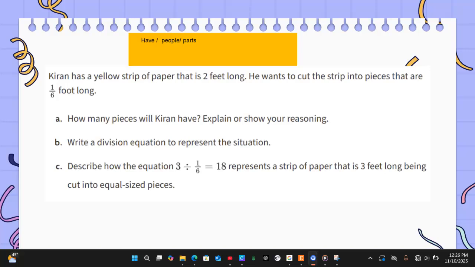Okay, so let's start with our statement here. It says Quran has a yellow strip of paper that is 2 feet long. Again, it's 2 feet. That's what you have. Maybe in the other problems, instead of it being 2 strips, it was 2 feet. Same thing. He wants to cut the strips into pieces that are 1/6 foot long. So what I have is 2 feet, and then I'm going to divide that into pieces.